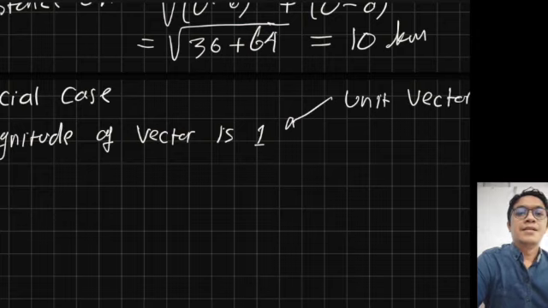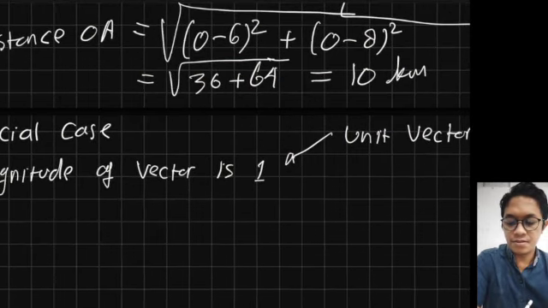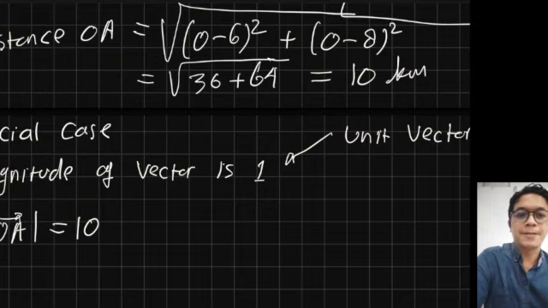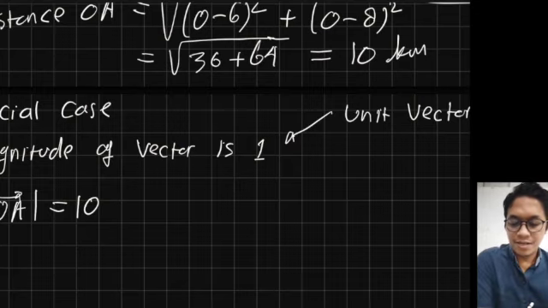Alright. Let's use the previous example. Let's say the magnitude of vector OA is 10, right? How do we make this vector into a unit vector? The formula that they have is OA. This is how you represent the unit vector, which is OA hat.